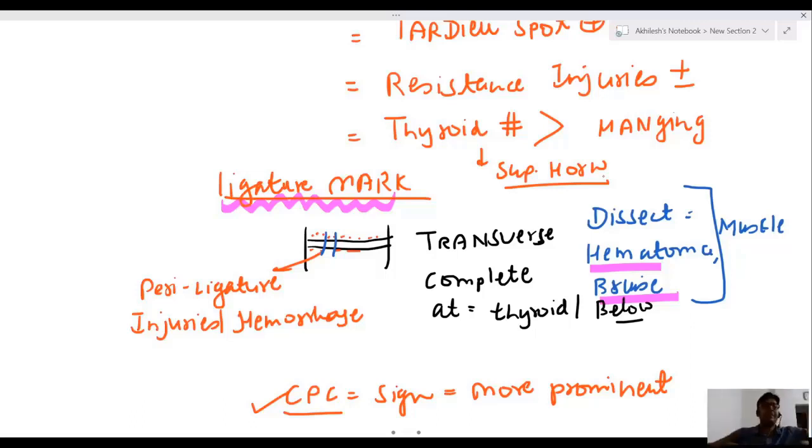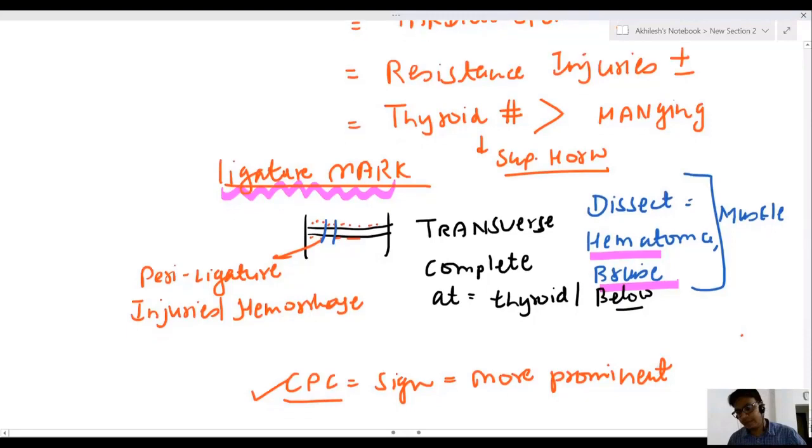So, how do we differentiate, sir? There will be a transverse ligature mark, periligature injury, a complete mark. After dissection, you will find hematoma or bruise in the muscles and tissue beneath the ligature mark. This is a very, very important finding, my dear friend.